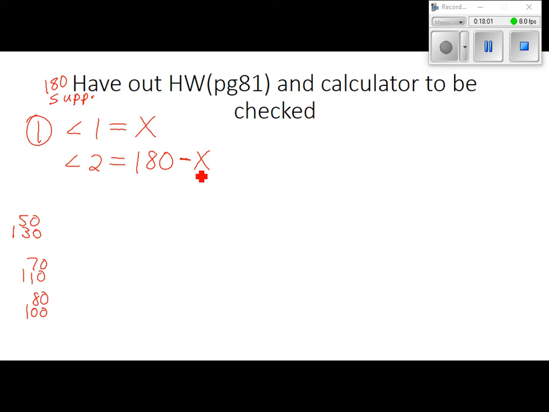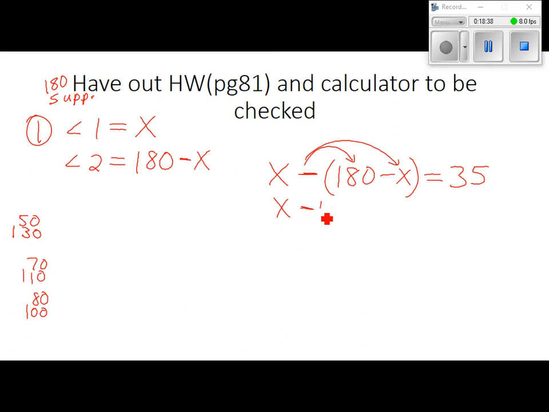If you know two angles are supplementary, one of them can be x and the other one's 180 minus x. Now they told us if we subtract these two, then we should get what? 35. Is that a feasible equation? Hopefully your algebra teacher taught you this last year. What happens when you distribute out this negative? What's it do to everything inside the parentheses? Changes the sign. So instead of positive 180, what's this? Instead of a negative x, what's it going to become?